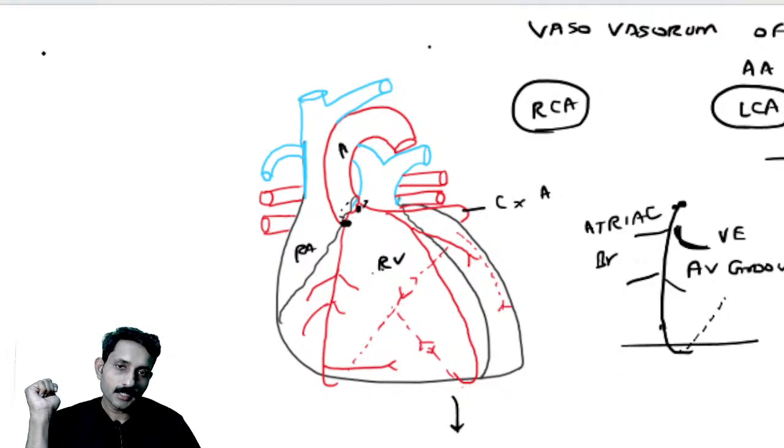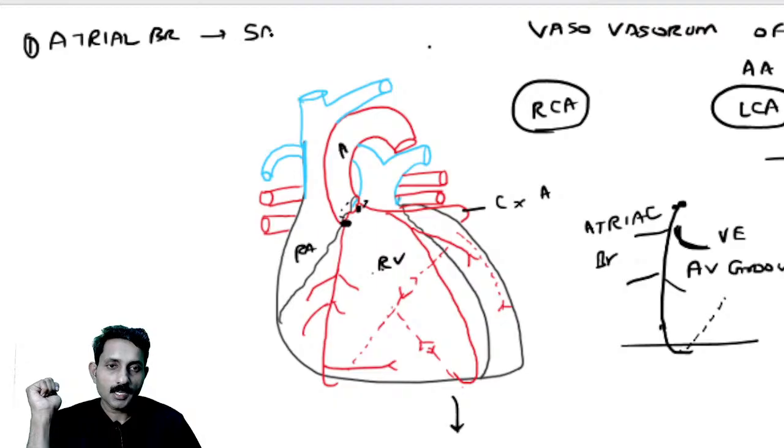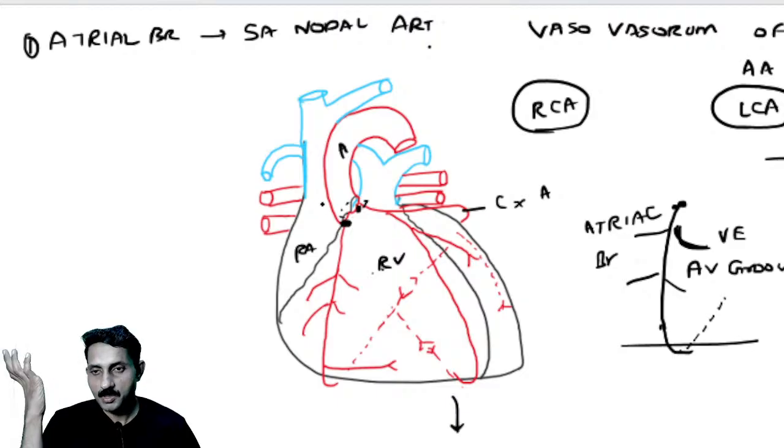Now, it will give an atrial branch. First is the atrial branch, which we have seen. Now, one of the atrial branches is called the SA nodal artery. So, where is the SA node? The SA node is present here. The artery is called the SA nodal artery. The SA node is the pacemaker of the heart.